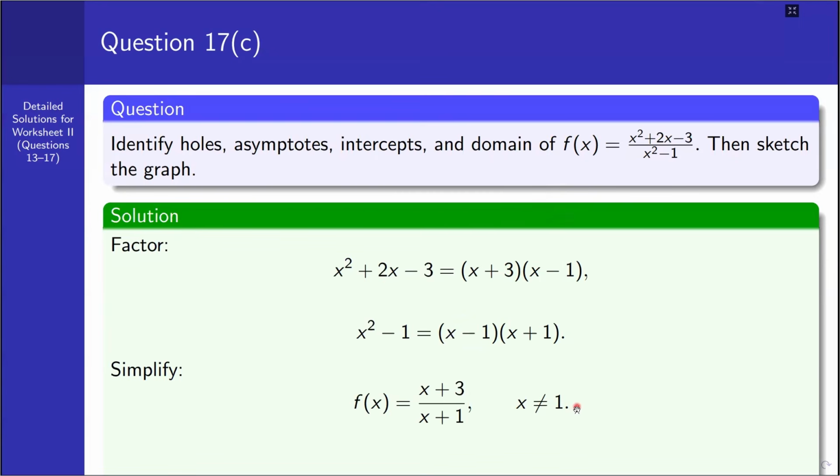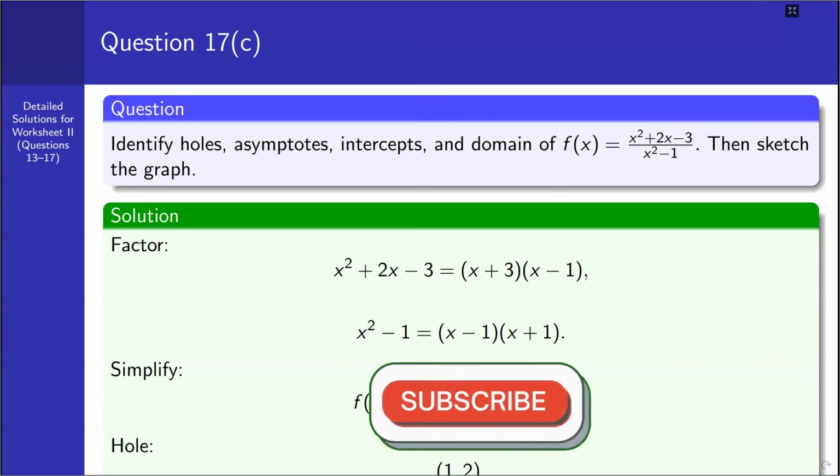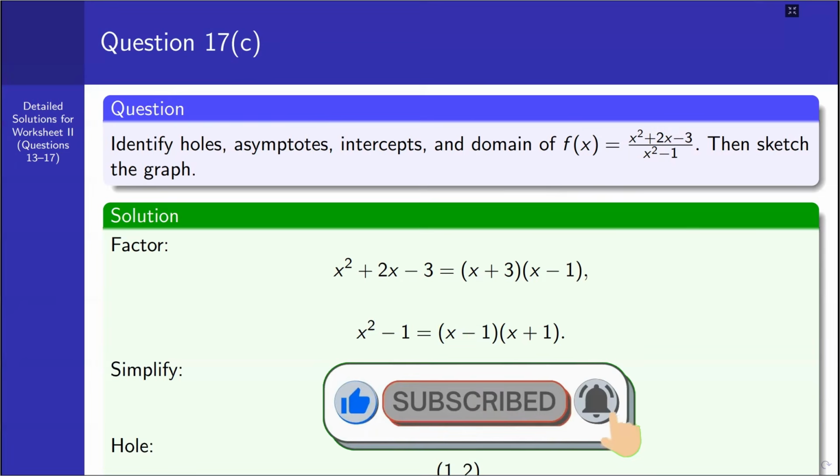Okay, so now what do I have here? At minus 1, or at 1, when x equals 1, this rational function has a hole rather than a vertical asymptote. So we use the simplified form. Substituting 1, we have 1 plus 3, that is 4, over 1 plus 1, which is 2. 4 over 2 is 2, so the rational function has a hole at (1, 2).